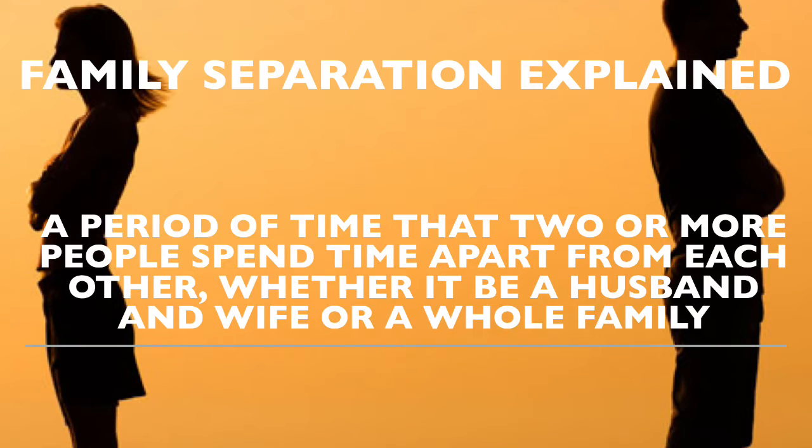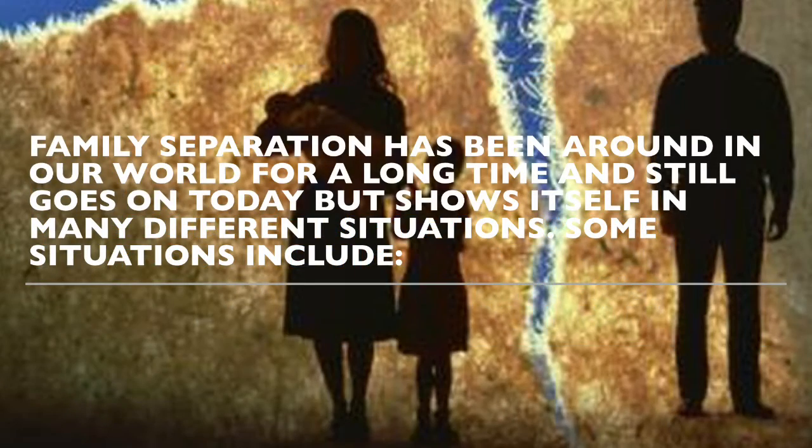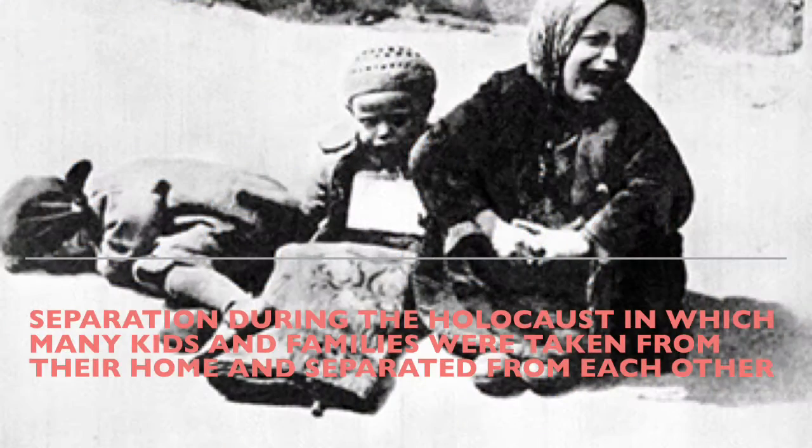Family separation is described as a period of time that two or more people spend apart from each other, whether it be a husband and wife or a whole family. Family separation has been around in our world for a long time and still goes on today, but shows itself in many different situations. Some situations include separation during the Holocaust, in which many kids and their families were taken from their home and separated from each other.